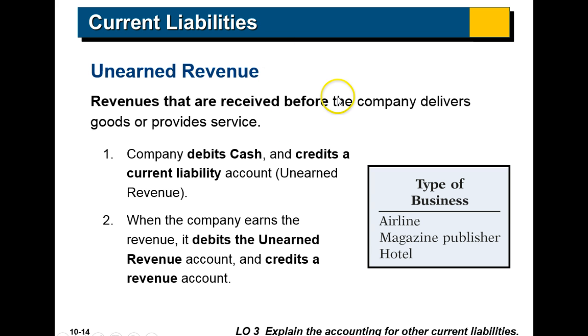So the times this happens mainly relate to airlines. You purchase a ticket, okay? So when that ticket's purchased, it's been paid for and the money's been collected. But the company technically can't show that as revenue until that flight has happened, okay?